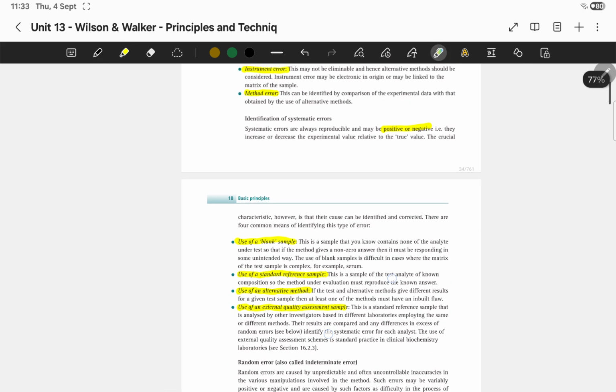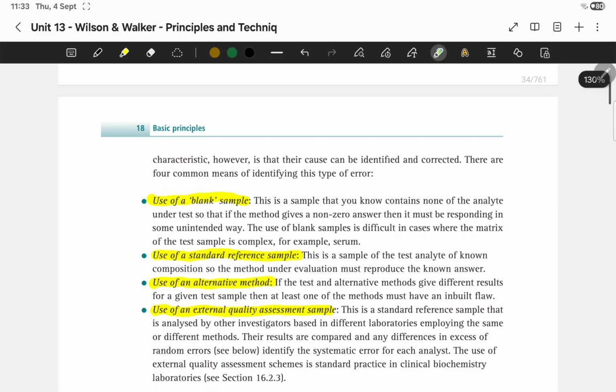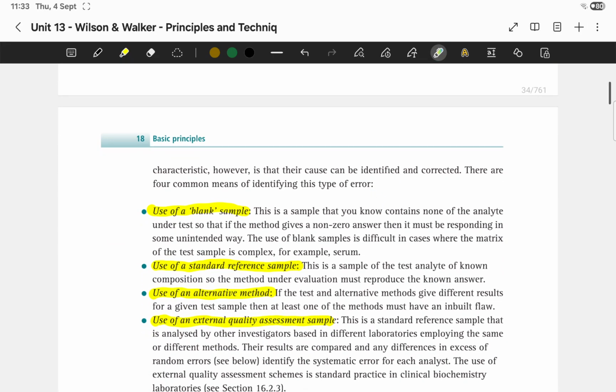So we are identifying systematic errors with a blank sample. This is a sample that contains none of the analyte under test, so if the method gives a non-zero answer, then it must be responding in some unintended way. The use of blank samples is difficult in cases where the matrix of the test sample is complex, for example serum.